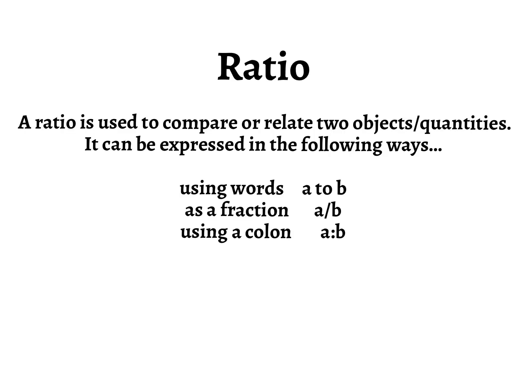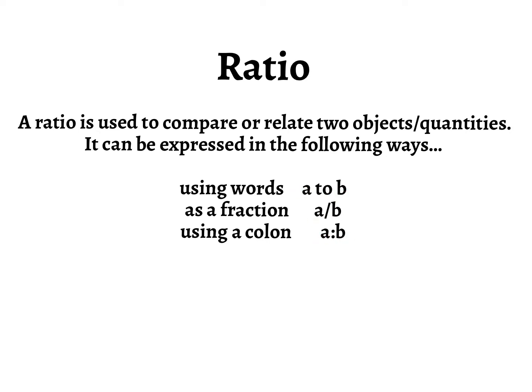Let's first start by defining a ratio. A ratio is used as a way to compare two or more quantities. If you're comparing two or more objects or quantities or things, you can express it in several ways. You can write it using words, a fraction, or a colon.